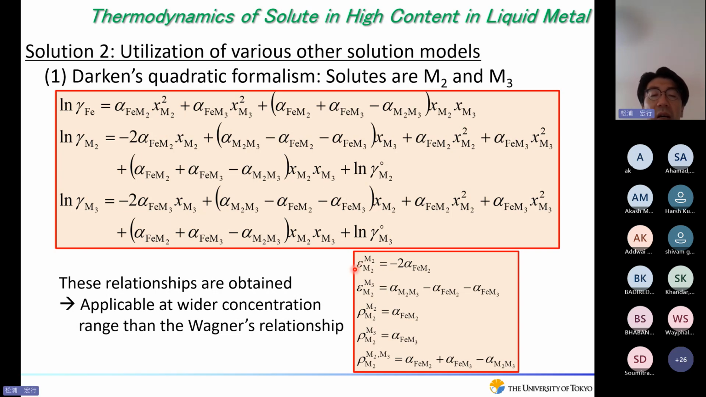And then actually, it is also known that the relationships between the traditional interaction parameters and the new parameters, alphas, in this Darken's quadratic formalism are expressed by these equations. So you can use the interaction parameters previously shown in the table to estimate the alpha parameters in these equations. And then those estimated alpha parameters can be utilized to estimate the activity coefficient at wider composition ranges.